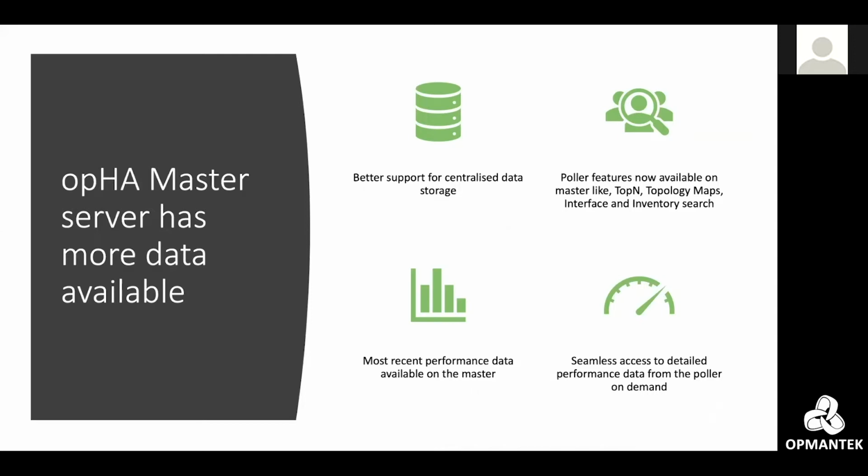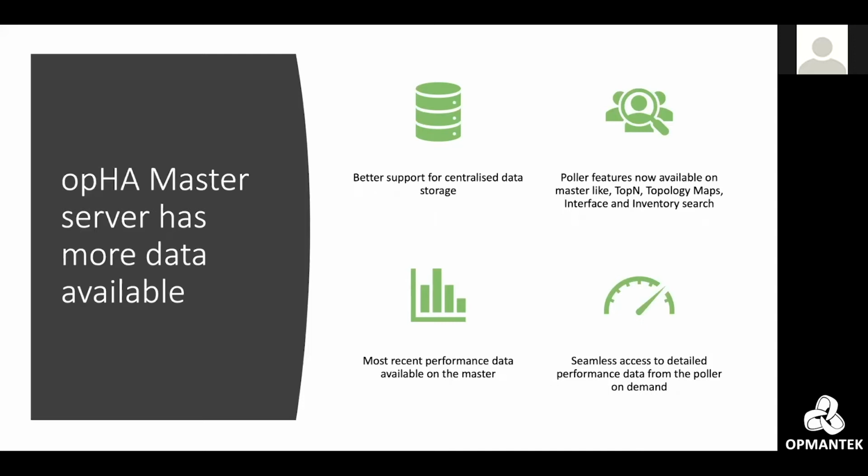Things like top-end, topology maps, interface and inventory search, those things are now possible on the master with thousands and thousands of nodes, tens of thousands of nodes. You can bring all of your nodes through to the master and do all of those things as if you were using a poller, and transparently the system just shows you the data. And when you want the live performance data, like the graph of something, the master goes and collects that data on demand and displays that for you. You don't know that it's doing an API call to get that data from the poller and deliver the detailed performance data to you. So it's a very, very powerful capability.